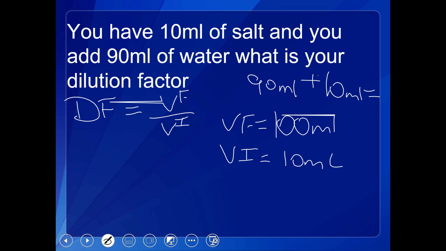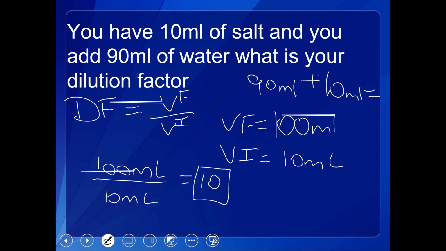Okay? So then we just plug it into the equation. Volume final over volume initial. What does that equal? So your dilution factor is 10. So you box it, you move on. All right? Super simple. All right, let's do another one together.